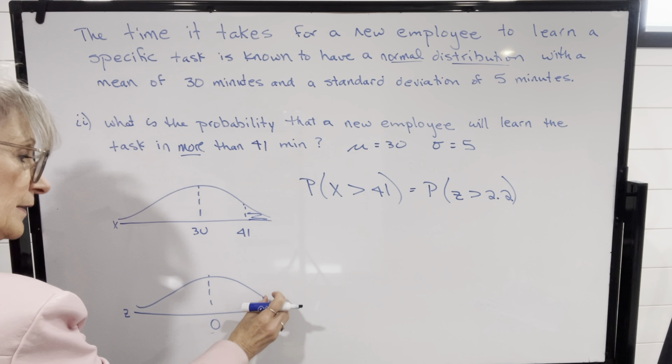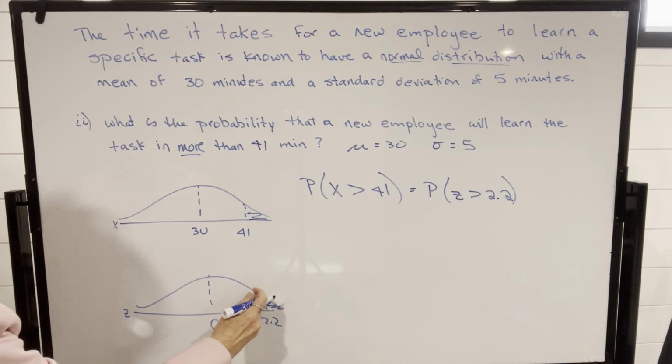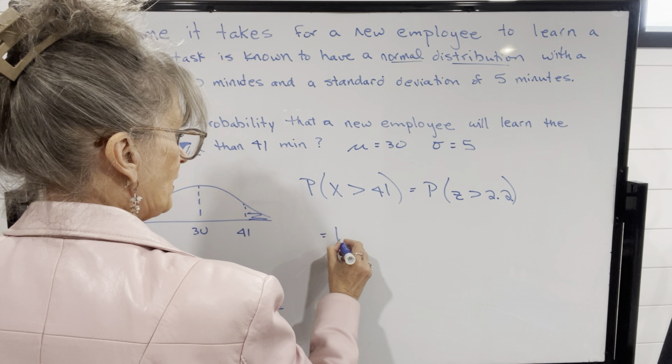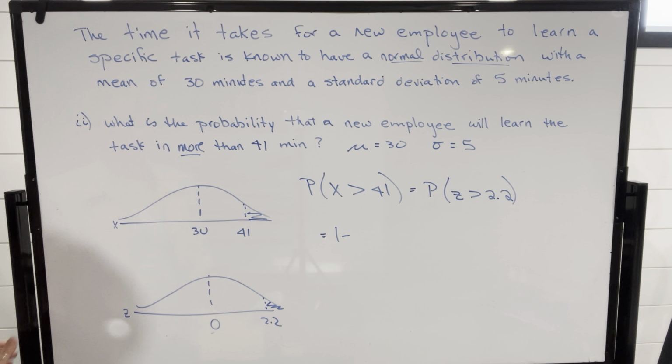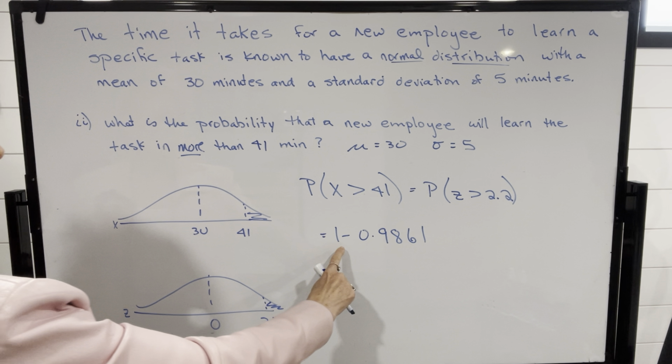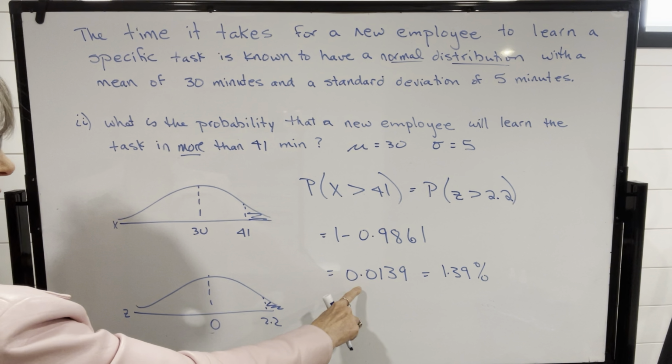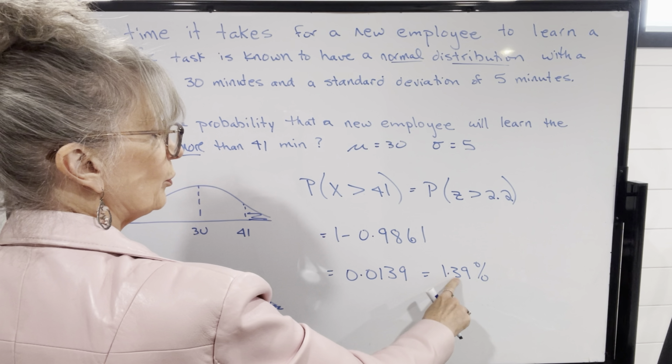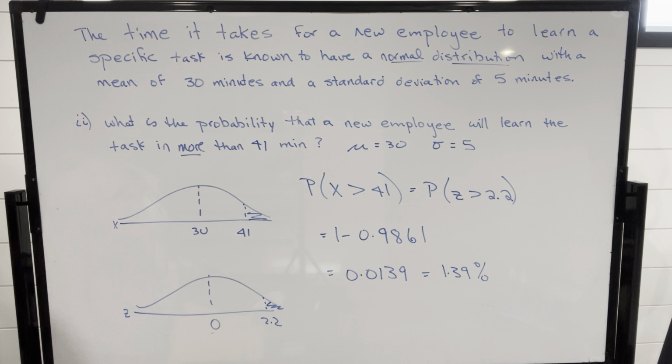Because we're finding the area to the right, and our table gives us the area to the left, it's going to be 1 minus the area to the left. Let's look it up. Let's find the area that corresponds to the z-score of 2.20. First of all, find 2.2 on your left, and then the column we want is 0.00. The intersection of those two lines is the area. So 1 minus 0.9861, which is 0.0139, so 1.39% would be our probability.